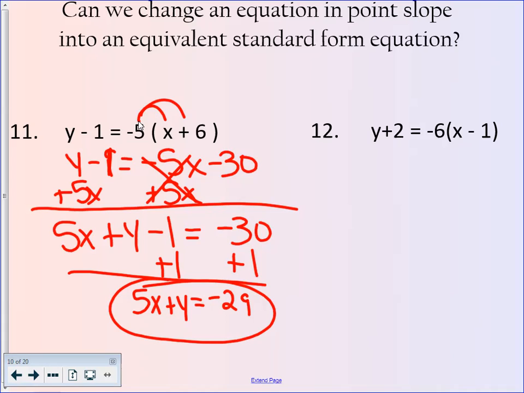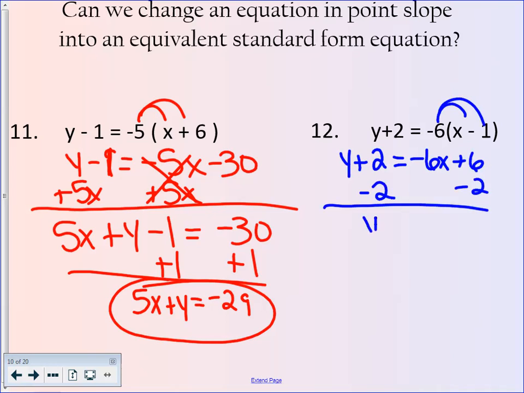Okay, let's see if you guys did this right. I'm going to go ahead and distribute first. I have y plus 2 equals negative 6x plus 6. If you wanted to get it into slope-intercept form first, go ahead and subtract 2, because you know that 2 is going to have to be moved over anyways, equals negative 6x plus 4.